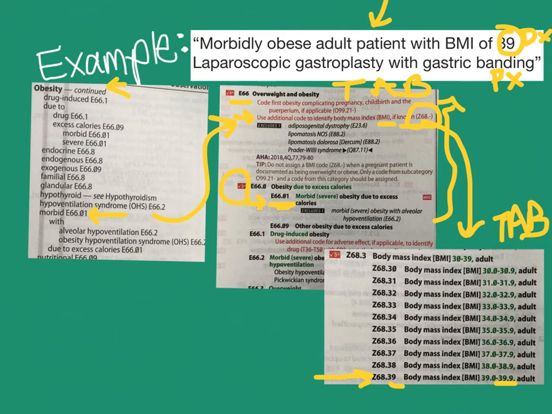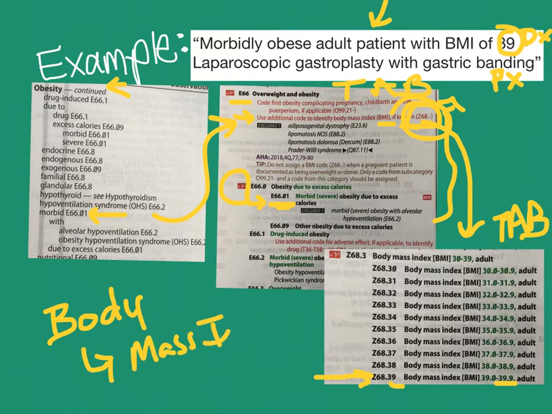Please know for future reference, if you do ever need to look up body mass index, so for example here it told us where to go in the tabular list, but if you are ever starting from scratch and need to find a BMI code, you can actually start in the alphabetic index with the main term of body, and then there is a subterm for mass index. So just another option as you're trying to find these BMI codes.